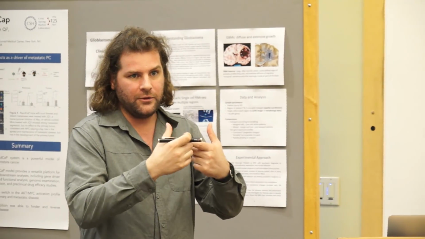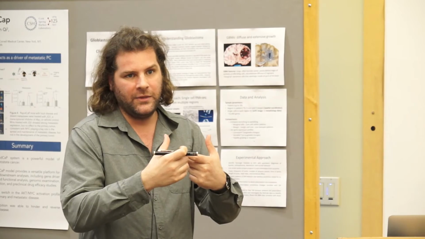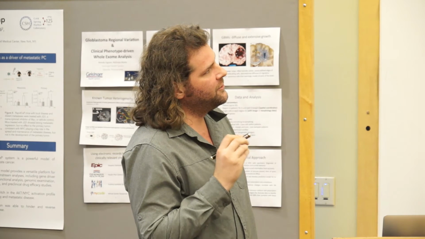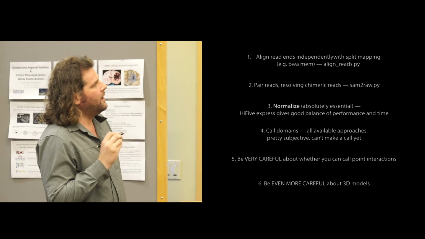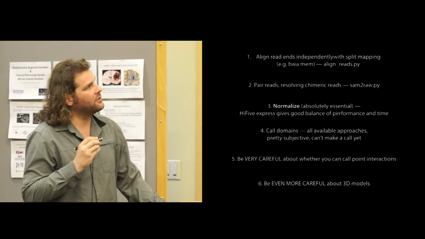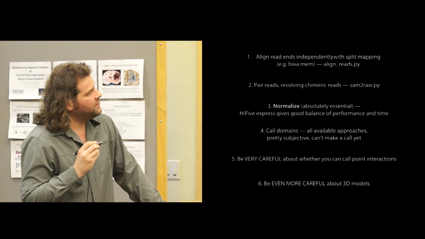If you don't align those well, you're losing a ton of data. By using these split read mappers, and the other thing is these have to be independent. So use the split read mapper, and then we have tools to pair these up, resolving the chimeras. This will help you recover potentially a lot of missed reads.